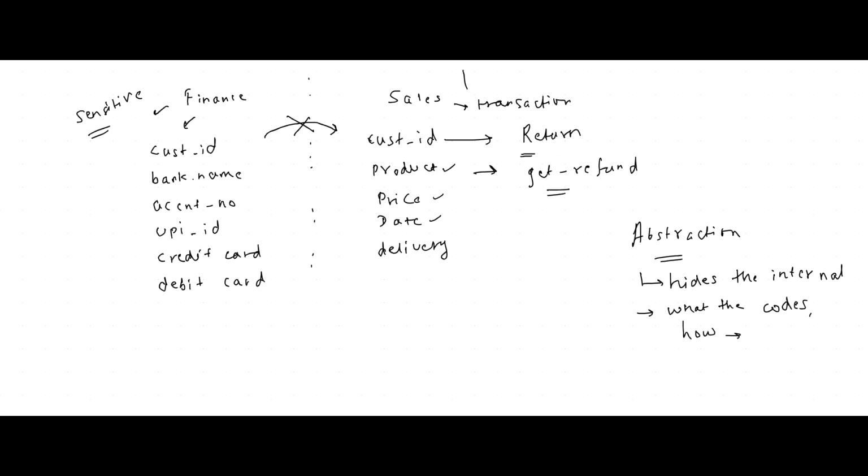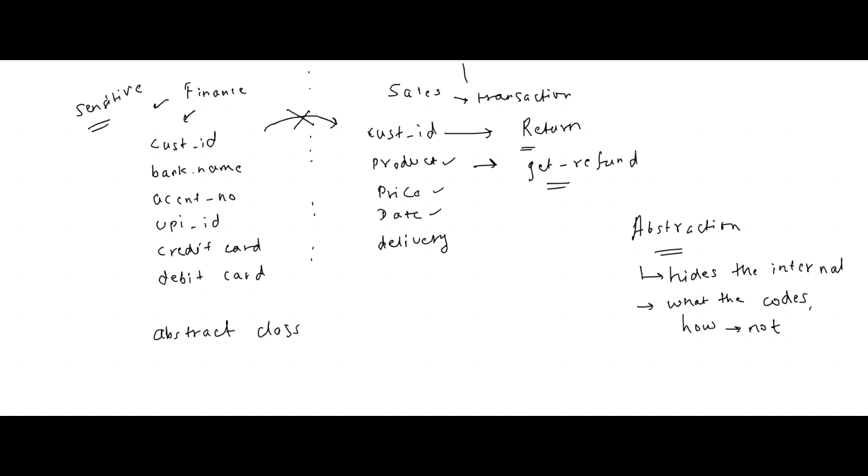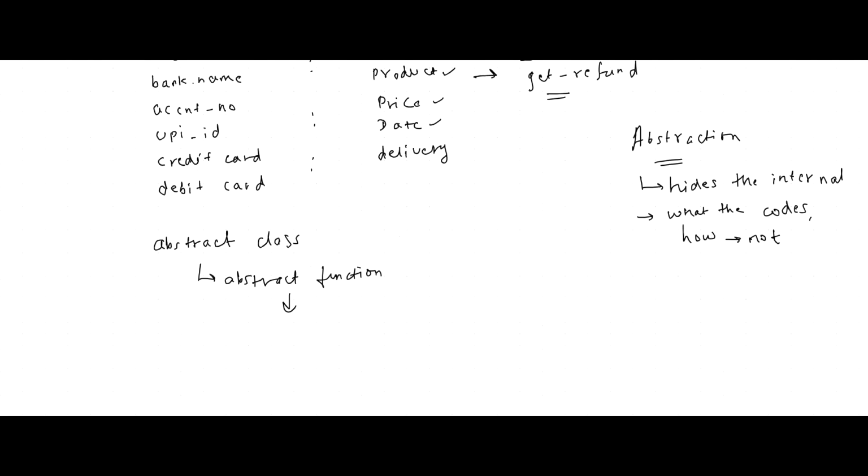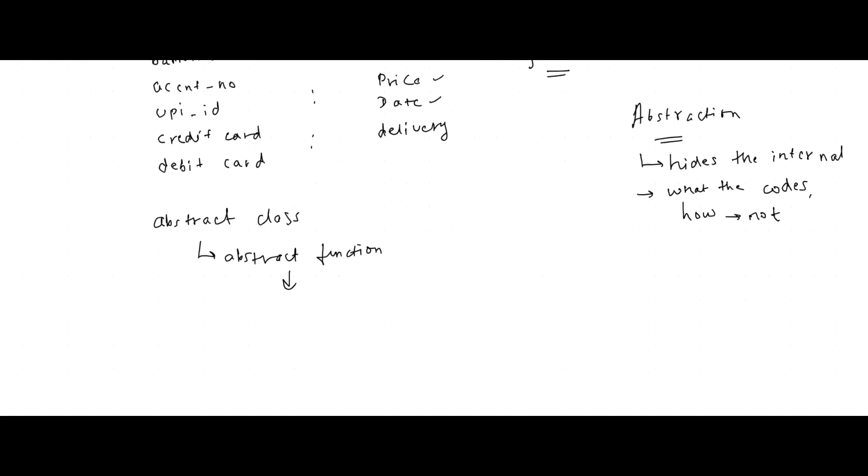So finance decides to implement this abstraction and says, I am going to define an abstract class. Abstraction is used to hide the internal working of a function, within which I'm going to define an abstract function. Now, an abstract class is a class which has abstract functions. If you have an abstract function in your class, you will define that class as an abstract class. This abstract function's name I'm going to write down as get refund.